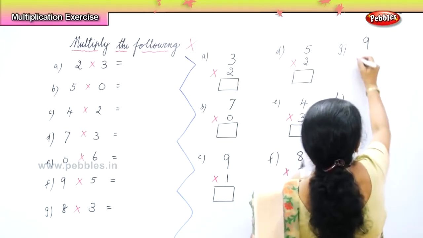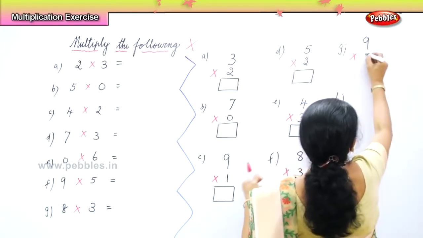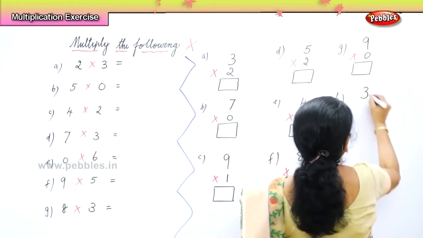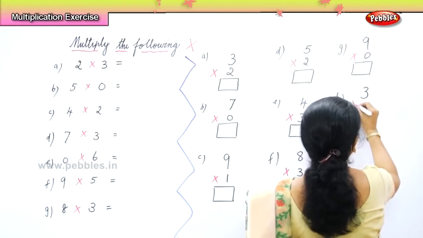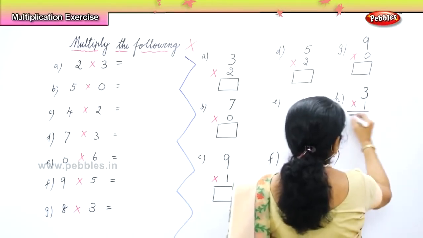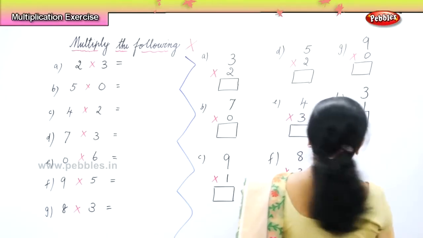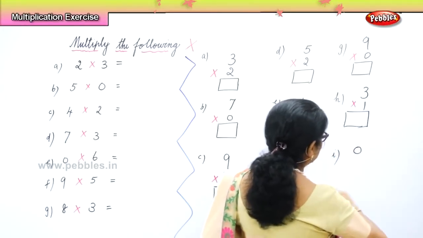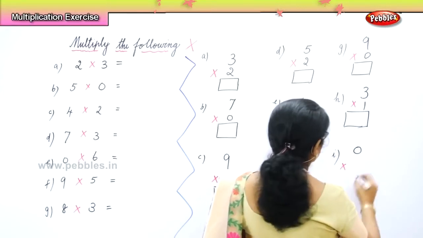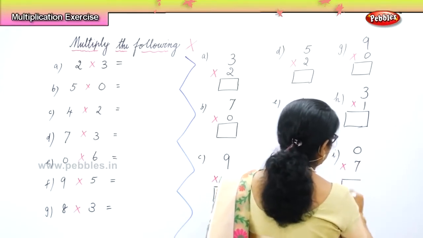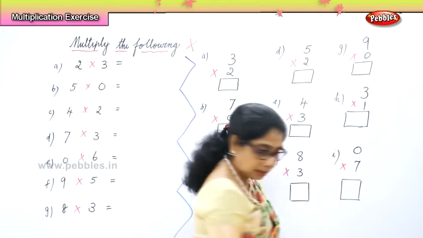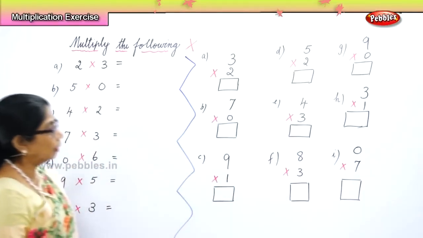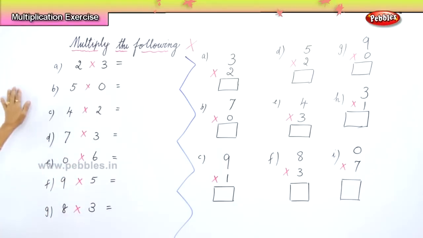9 into 0. 3 into 1. 0 into 7. Now, we got a whole lot of sums here. Now, let's learn to do it together. Now, lots of sums are given.